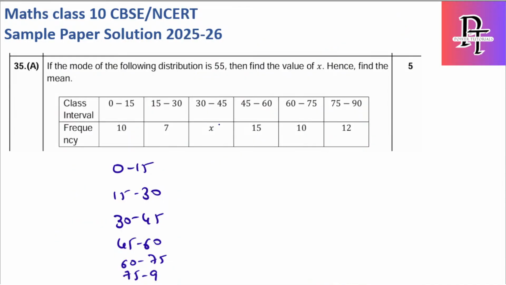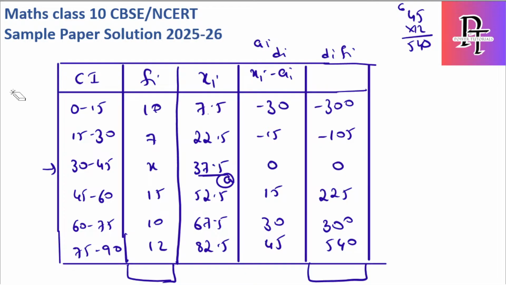Okay, so here if you notice, what is the highest frequency? If you compare these values, 15 is the highest frequency, so this is the modal class. As I told you, for discrete, the most repeated value, the highest frequency, will be the modal class. So 45 to 60 is the modal class. Why? Because it has the highest frequency.